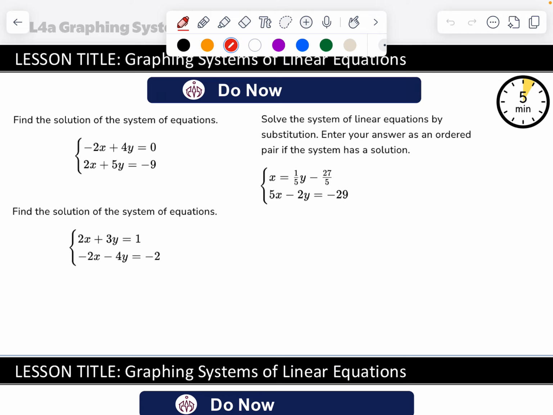So the first one, we can see the x's are the same. Because the signs are different, I'm going to add them together. They'll cancel out. 4 plus 5 is 9y. 0 plus negative 9 is negative 9.